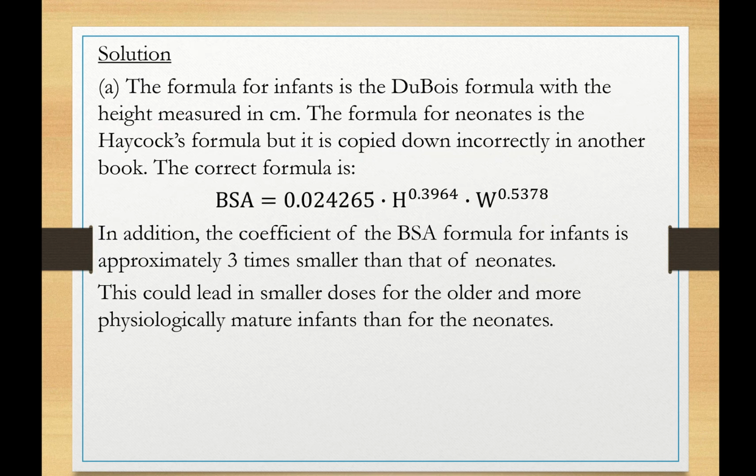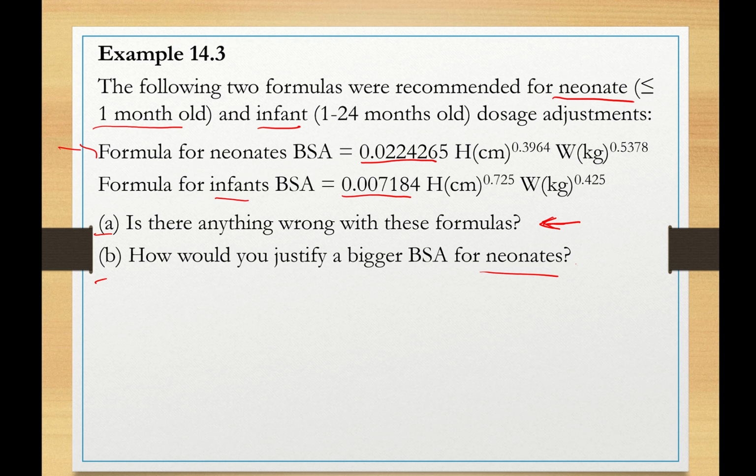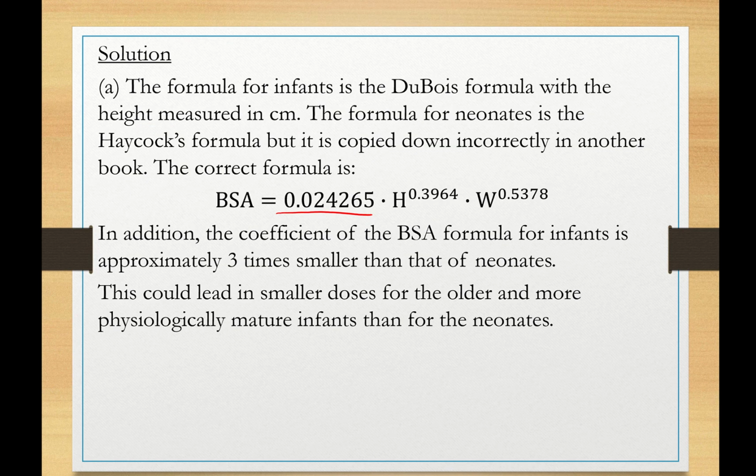So the correct formula is 0.024265. Notice that the formula that was copied incorrectly in the book had one additional 2 here, and that made some difference. Okay, so perhaps not a fatal difference, but it's not the same, right? So this is exactly what I mentioned before. It's so easy to make a mistake because these numbers have so many decimals. Okay, so that's one problem. The formula is copied incorrectly.